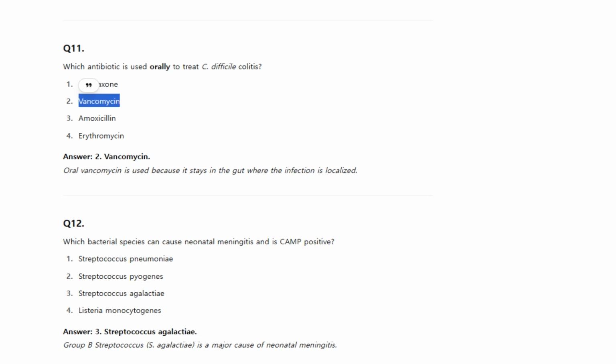Q12. Which bacterial species can cause neonatal meningitis and is CAMP positive? 1. Streptococcus pneumoniae, 2. Streptococcus pyogenes, 3. Streptococcus agalactiae, 4. Listeria monocytogenes. Answer: 3. Streptococcus agalactiae. Group B Streptococcus, S. agalactiae, is a major cause of neonatal meningitis.